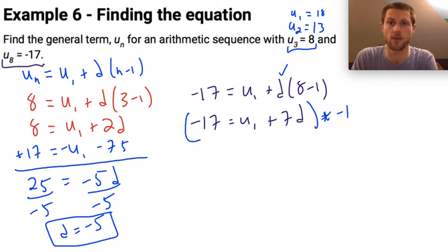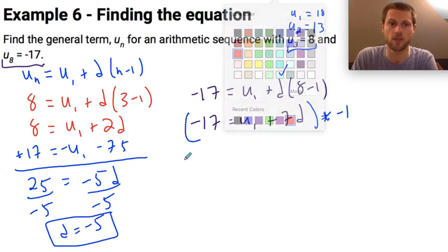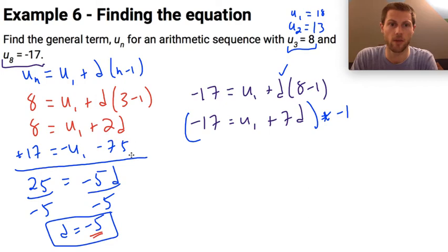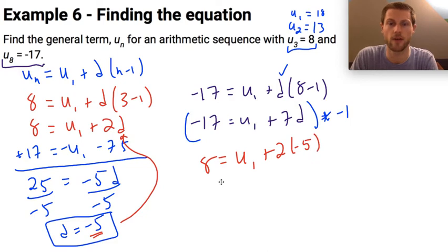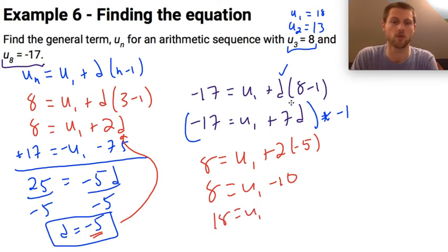So now I'm going to take this d equals negative 5, and I'm going to plug it in. It really doesn't matter which equation, but let's plug it into this one. So 8 is going to equal some u sub 1 plus 2 times negative 5. So 8 is going to equal u sub 1 minus 10, and if I add 10 to both sides, I get 18 equals u sub 1. Hey, what do you know? So that is my u sub 1.